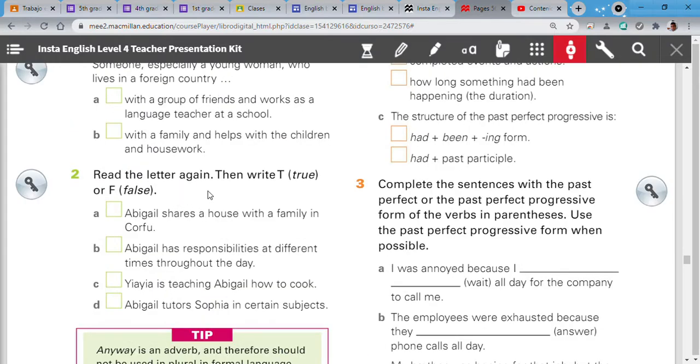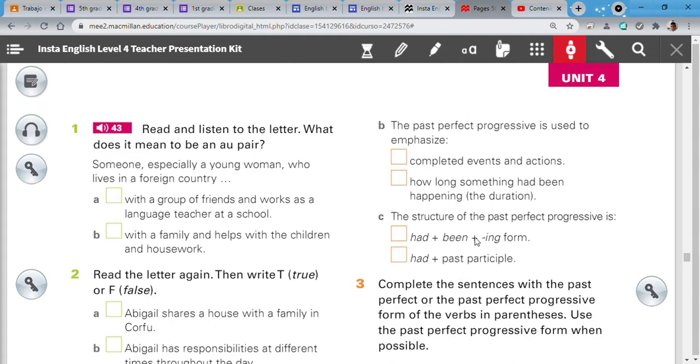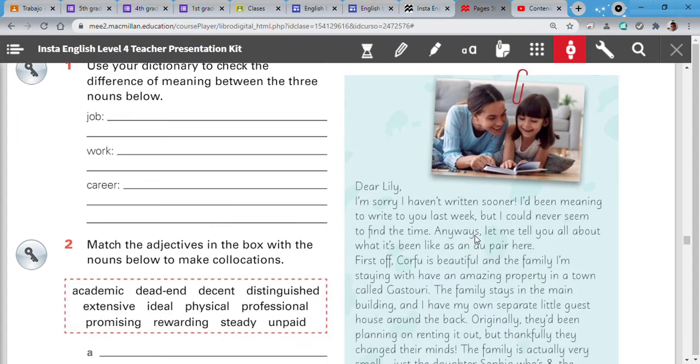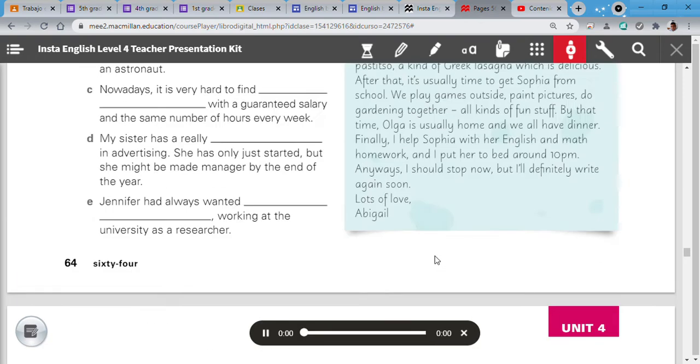And after that it says read the letter again, then write true or false. And here we have A, B, and C. Abigail shares a house with a family in Corfu. True or false? Okay, I don't know exactly because I haven't read. Abigail has responsibilities at different times throughout the day. Yaya is teaching Abigail how to cook, and Abigail tutors Sophia in certain subjects. So tutors is like a verb. So teaches. No, it's not like a teacher. It's like a particular one. Tutoring. Okay, tutoring. So we're going to read this part. So pay attention. Okay, ready?